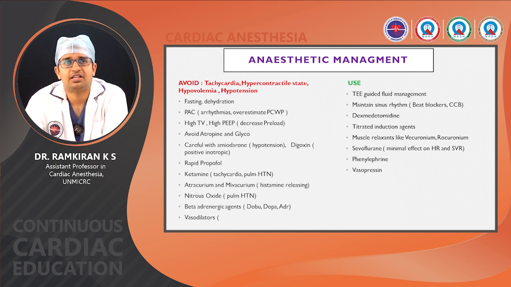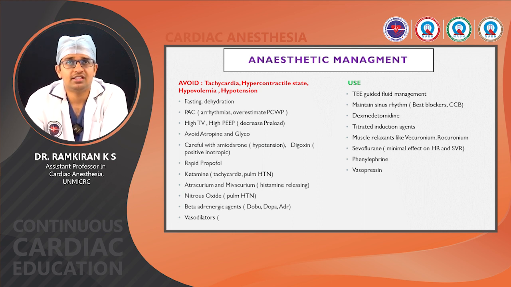Histamine-releasing muscle relaxants like atracurium and mivacurium should be avoided. Nitrous oxide definitely should be avoided because it can increase the pulmonary hypertension. Beta adrenergic agents are usually not suggested, like dopamine, dobutamine, adrenaline. Vasodilators and phosphodiesterase inhibitors also should be avoided in these patients.